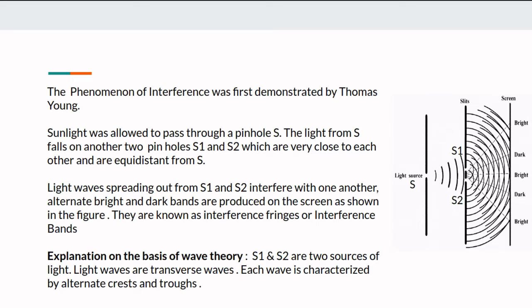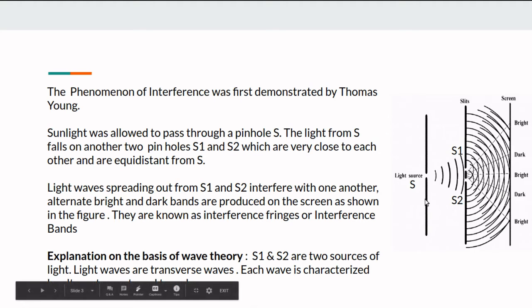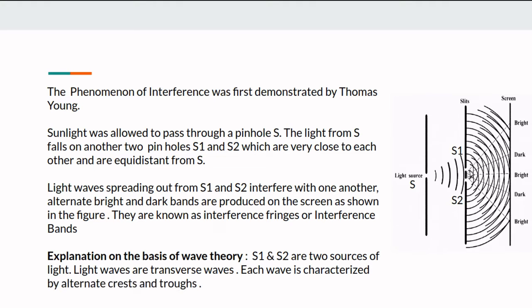First of all, the demonstration of interference by Thomas Young. We have already stated that interference is the modification or redistribution of intensity in the region of superposition of two waves from two coherent sources. In Young's experiment, he allowed sunlight through a narrow pinhole S. This is the experimental figure for Young's experiment, and S is a narrow pinhole. There are two more holes in front of S, equidistant from S and very close to it.